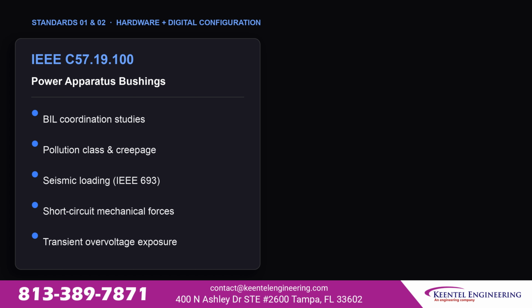IEEE C57.19.100 covers power apparatus bushings. Improper bushing selection leads to partial discharge, thermal runaway, and catastrophic transformer failure. The 2025 edition tightens guidance on BIL coordination, pollution class and creepage distances, seismic loading, short-circuit mechanical forces, and transient overvoltage exposure. Selecting a bushing based on nameplate voltage alone is not engineering.